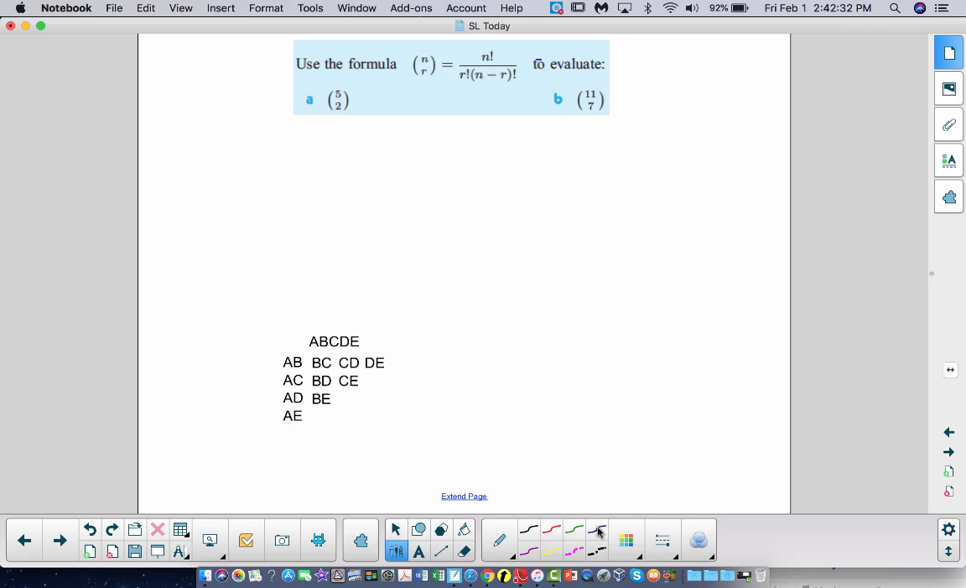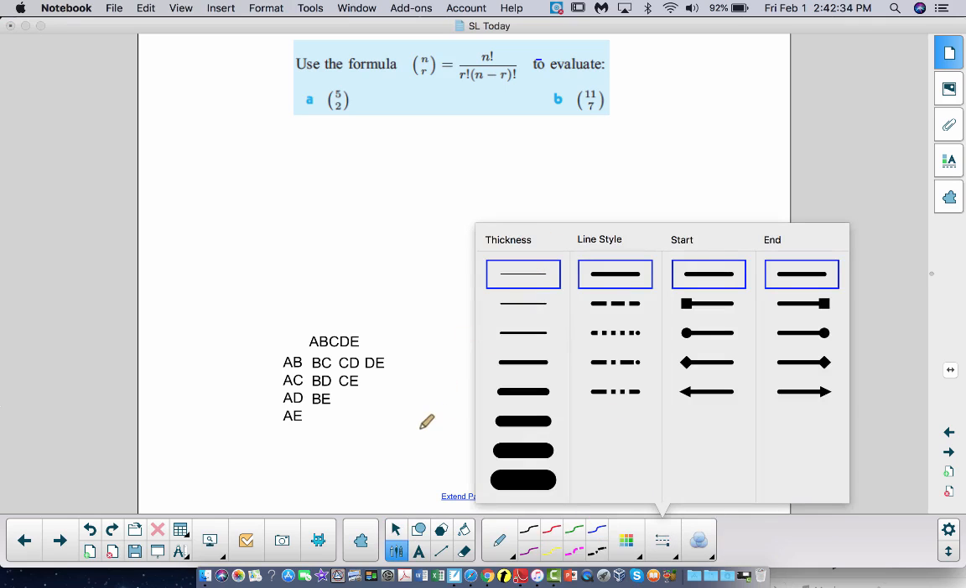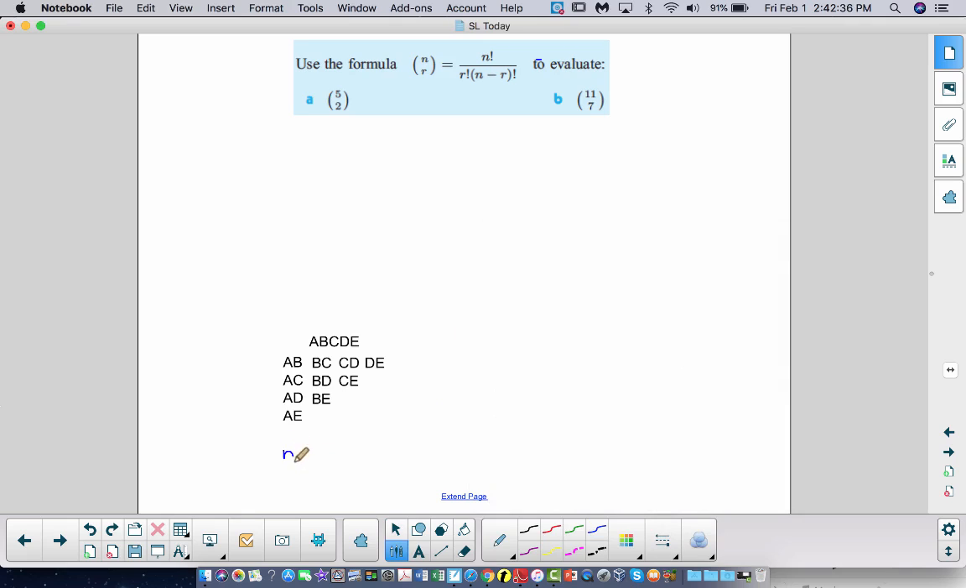We would call that, or one way we can think of this is 5 choose 2. 5 letters, let's choose as many groups of 2 as possible. And that's what this means right here.